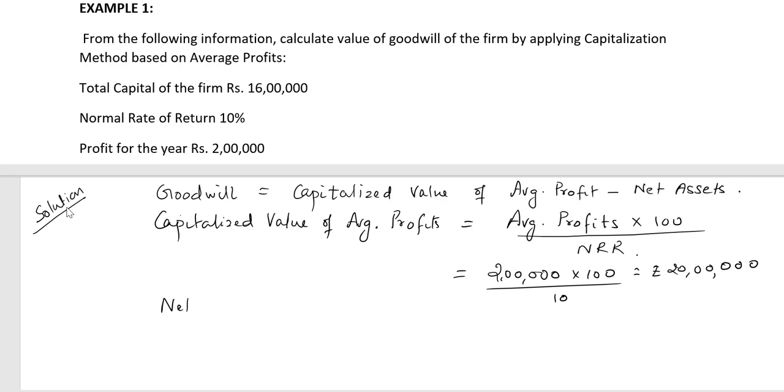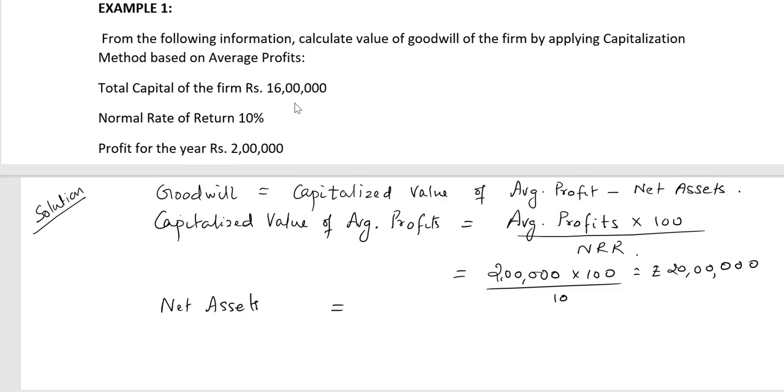The net assets of the business, this is the only information given. The total capital of the firm is rupees 16 lakh. So we'll use that as the net assets. So net assets of the firm is rupees 16 lakh.